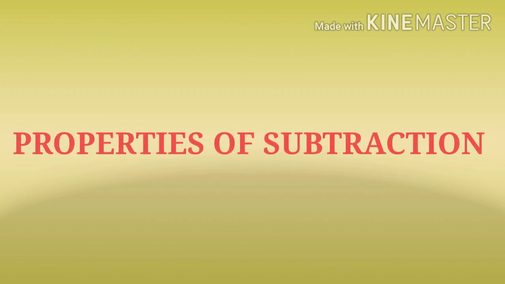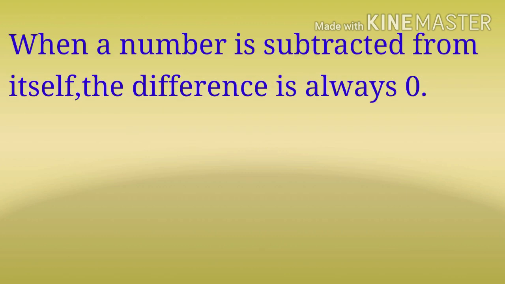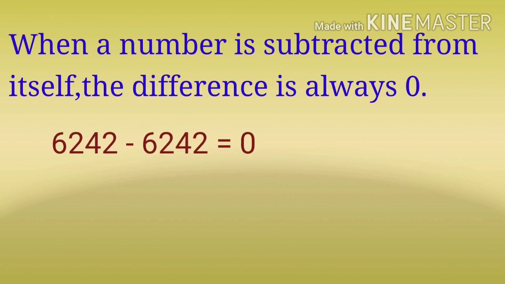See children, there are mainly two properties in subtraction. The first property says when a number is subtracted from itself, the difference is always 0. For example, 6242 minus 6242 is equal to 0.